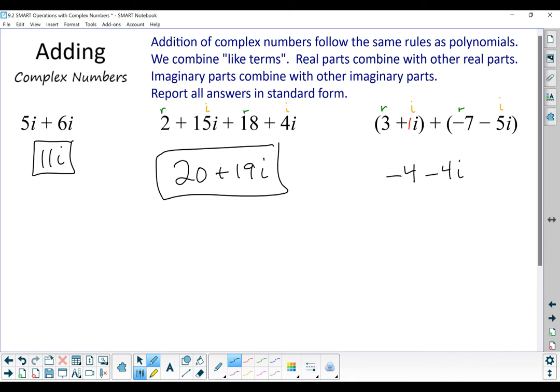Don't let the parentheses here throw you off. We are not multiplying. The operation is adding. The parentheses are just showing the two complex numbers. So 3 plus i is the first complex number, and I'm adding it to the second complex number, which is -7 minus 5i. Parentheses don't mean times. Parentheses are just a grouping symbol. It's just saying, hey, take this number and add it to this number.